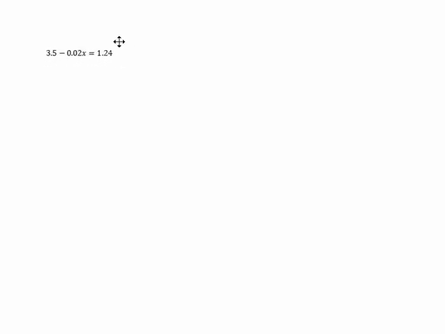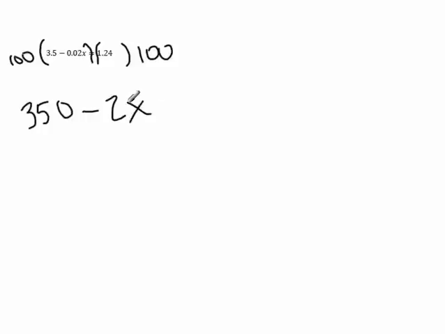So what I'd like to do is I'm going to multiply both sides, my right hand side by 100 and my left hand side by 100. And when I do that, essentially I get to move my decimal place for every single term to the right by 2. So 3.5 times 100 is going to give me 350 minus, and 100 times 0.02x gives me 2x. And that's all equal to 124.